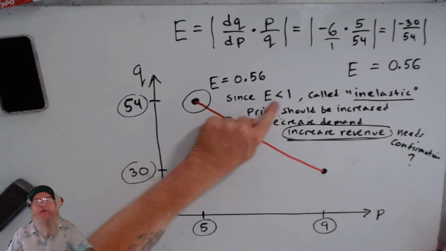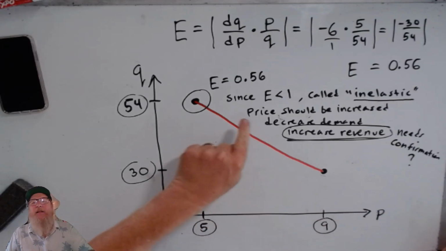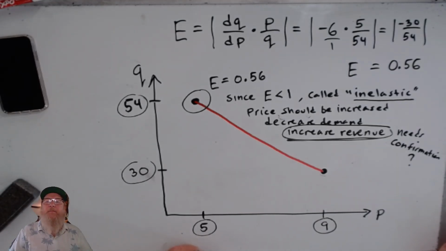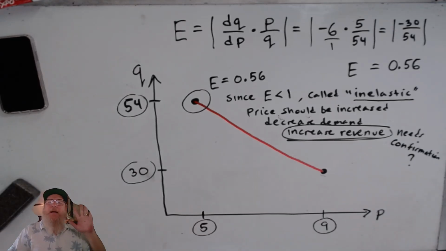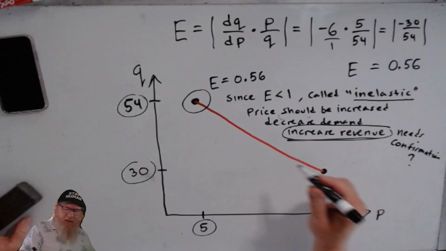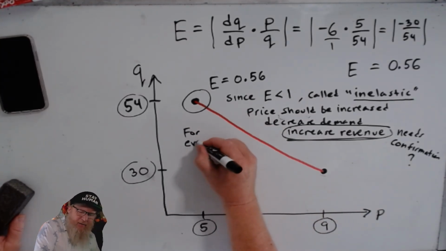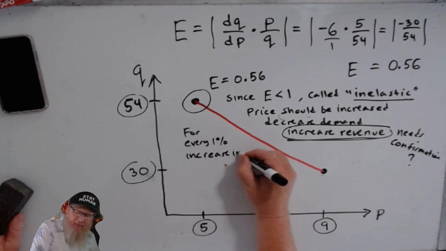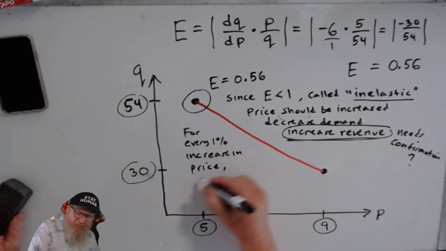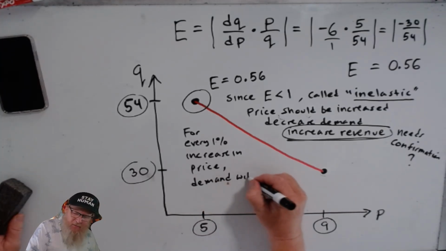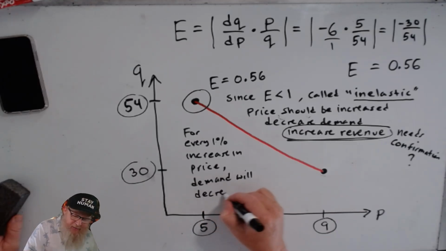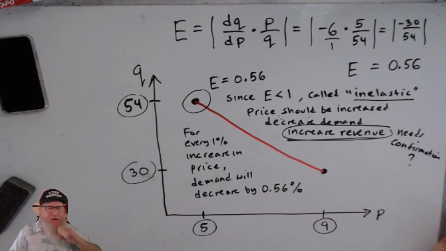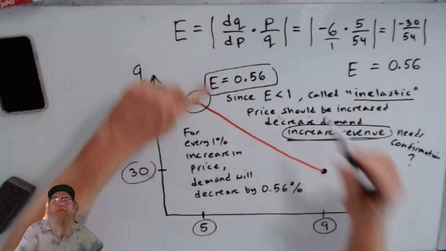So if E is less than 1, we call it inelastic. The price should be increased, and then that will decrease demand. Okay. Now, how does it decrease the demand? Well, for every 1% increase in price, demand will decrease by 0.5%. Whatever this elasticity comes out to be.